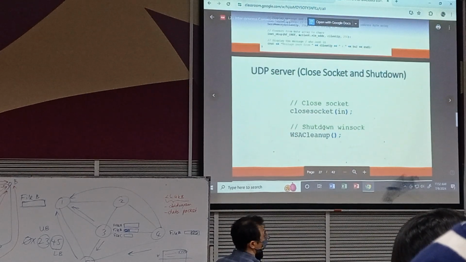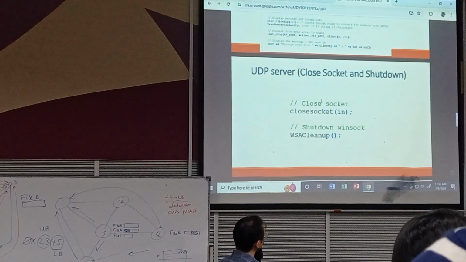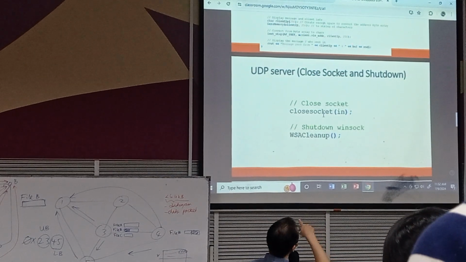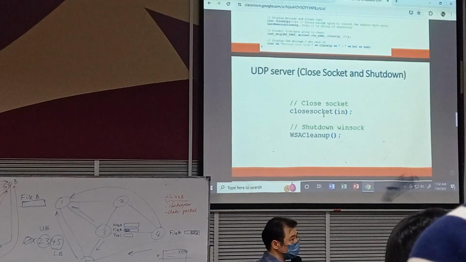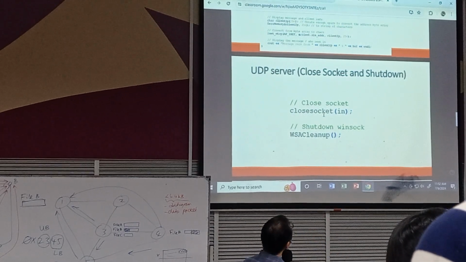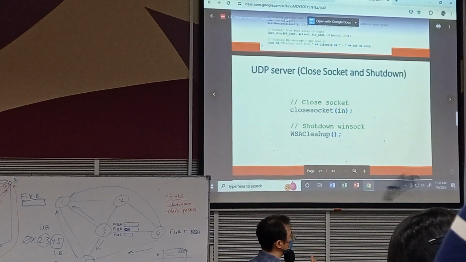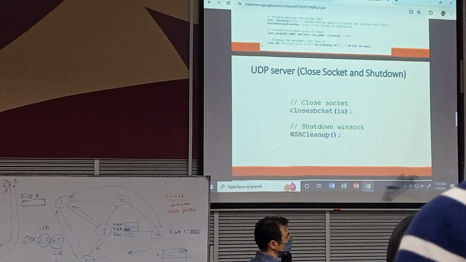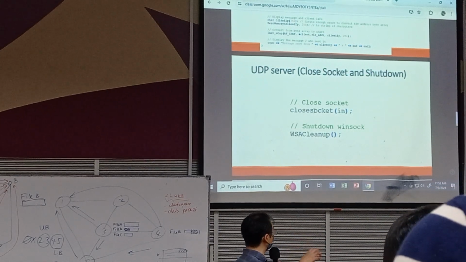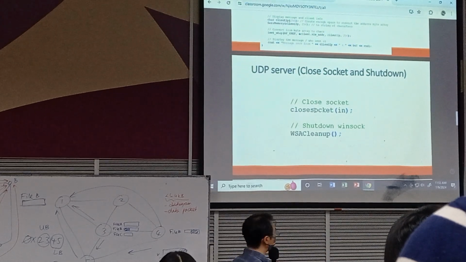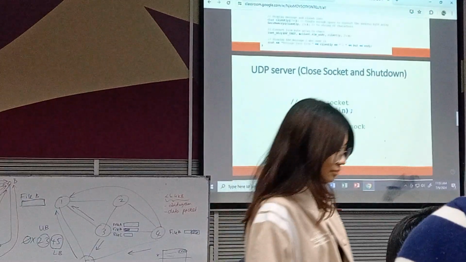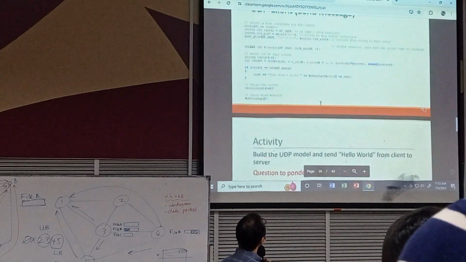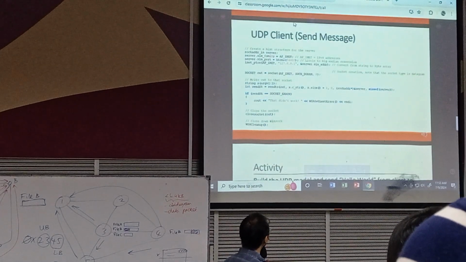If you want to close, you have to close, right? If you don't close the socket is in use. If you try to run the program again, it tells you that socket is being used. You have to close, you have to shut down. Shut down is just shut down the Windows socket. The more important one is the close socket. If you don't close, it is used, it's active. Even though you don't use it, you have to return it so that when you use it next time, it's available for you to use. So that is UDP server.